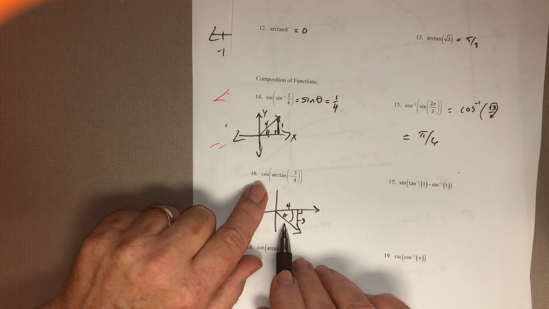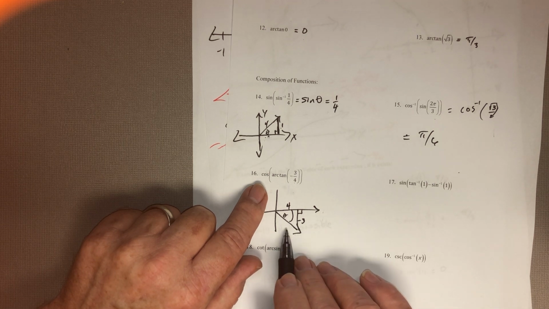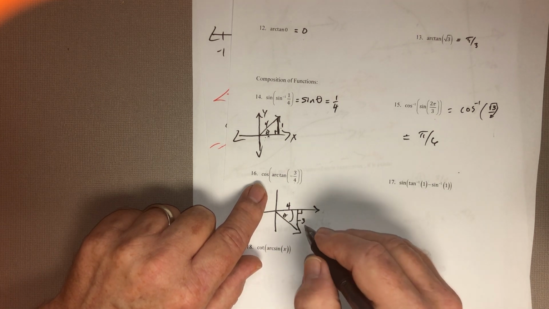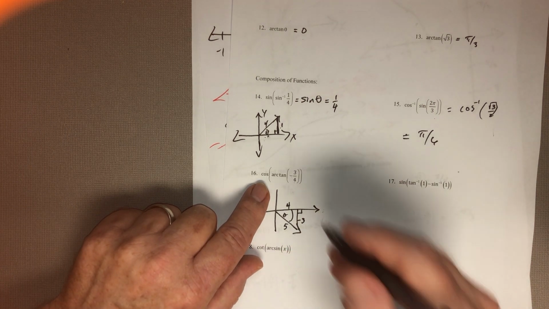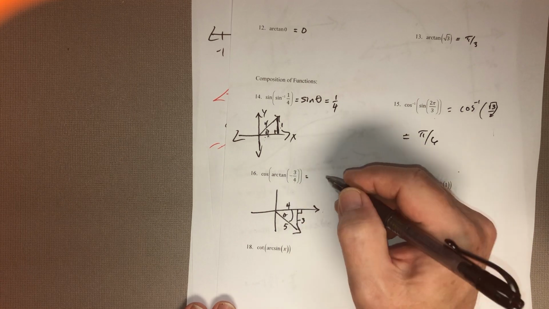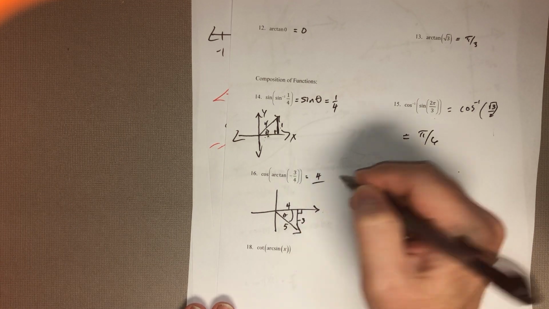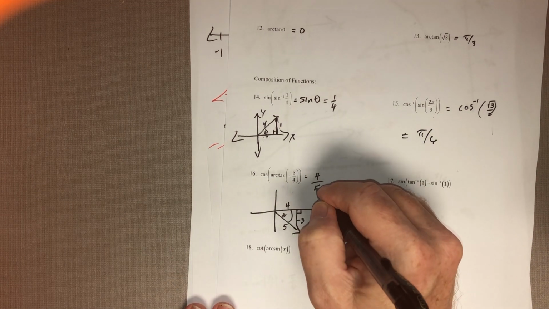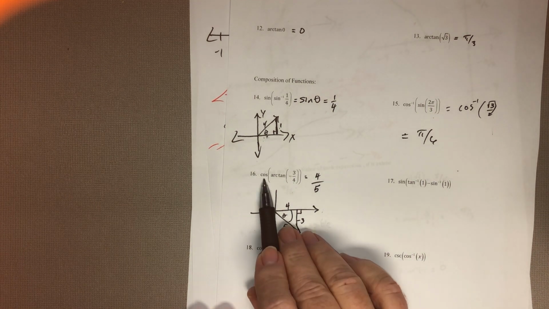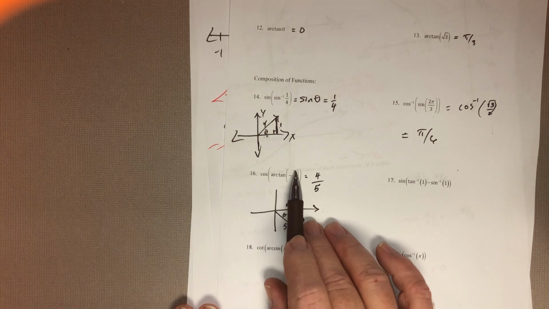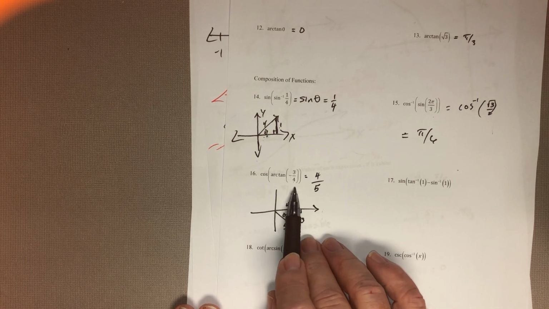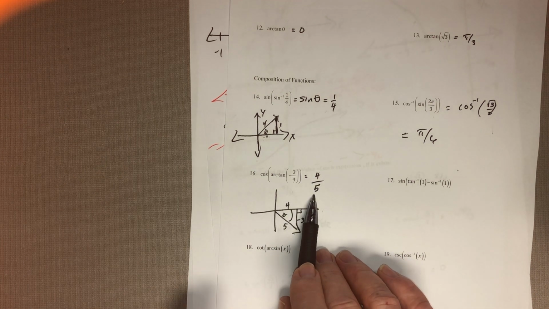Well, that means I need this hypotenuse, because cosine is the adjacent leg divided by the hypotenuse. Well, 3, 4, oh, that's the Pythagorean triple, 3, 4, 5. And that means that the cosine is the adjacent leg 4 divided by the hypotenuse 5. So the cosine of the arctangent of negative 3/4 is 4/5.